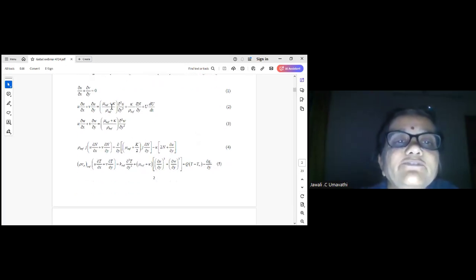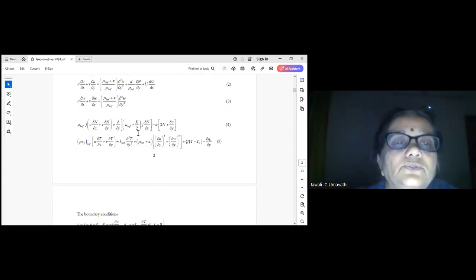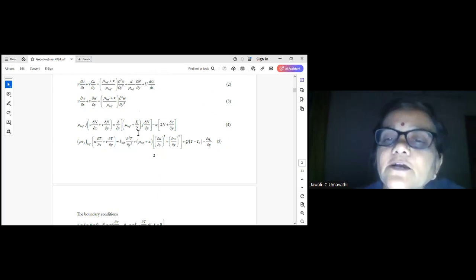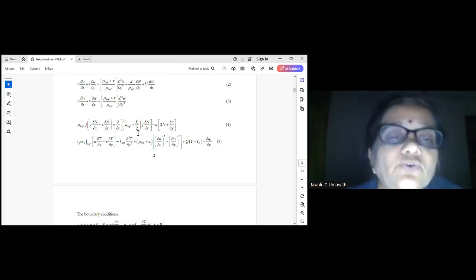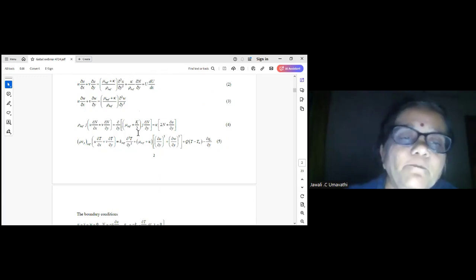Here mu HNF refers to the viscosity of the hybrid nanofluid. HNF, the suffix, refers to hybrid nanofluid. Kappa is your micropolar rotational parameter, N and W. So these are all the equations for your micropolar fluid. Those who work in fluid mechanics know all these equations very well.